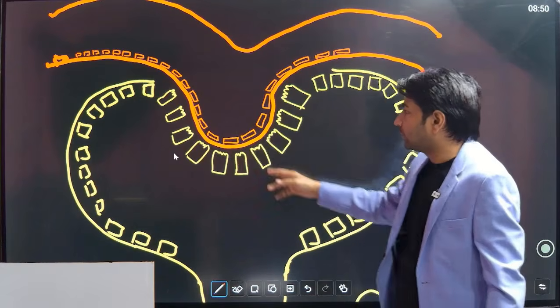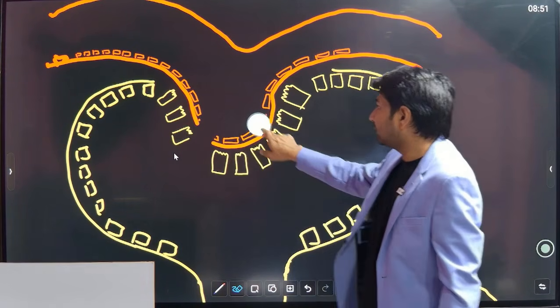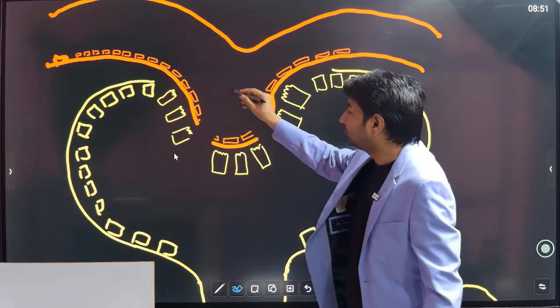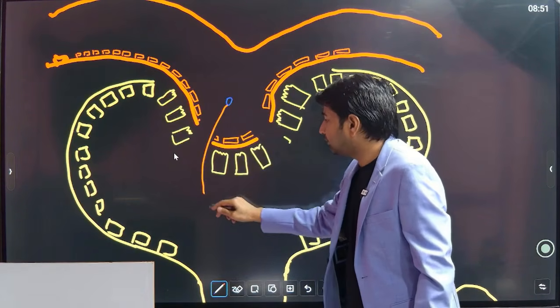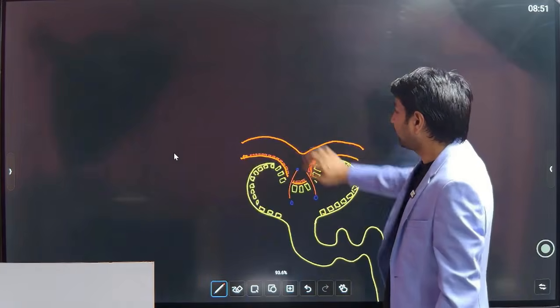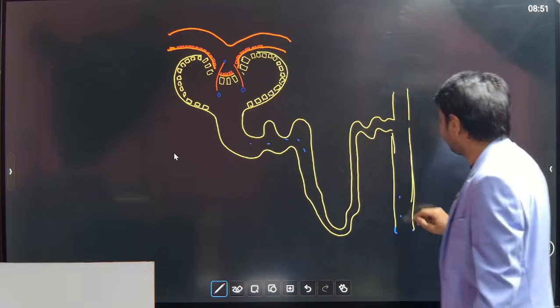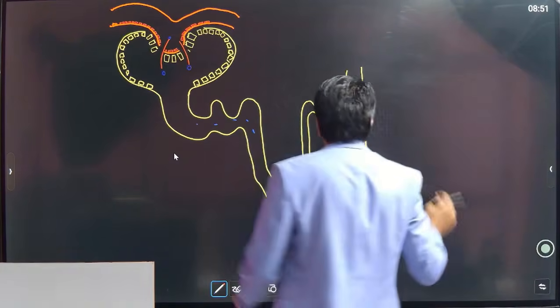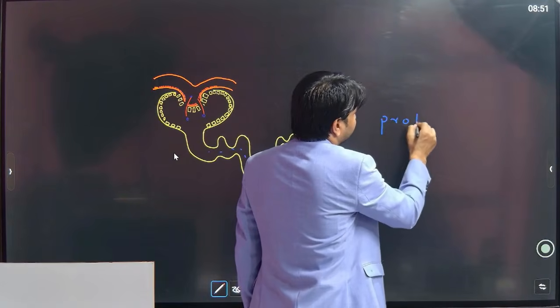But due to certain conditions, this filtration barrier starts to break down. As soon as it breaks down, it means that the protein that was here will leak out from here and enter this filtrate. So it will be filtered. And if this protein has come here, it means that this protein will now exit from here and leave the body. The excretion of protein from the body through urine is what we call proteinuria.